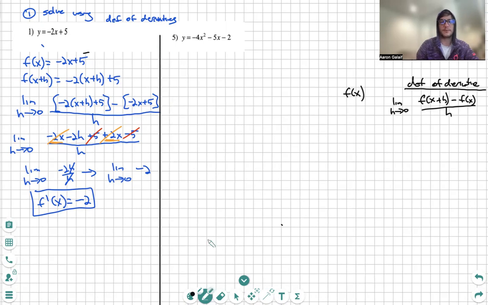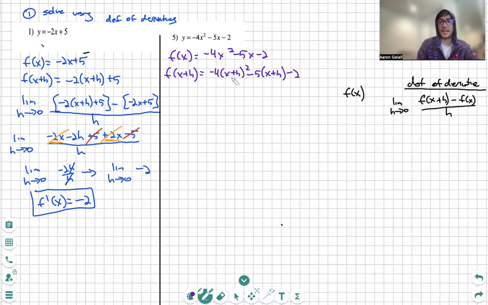Cool. Let's do purple. All right. Again, solve using the definition of the derivative. That means I need an f of x and f of x plus h, please. First, we do f of x. Nothing changes. Everything stays the same. F of x plus h. Every time I see an x, I replace it with an x plus h.